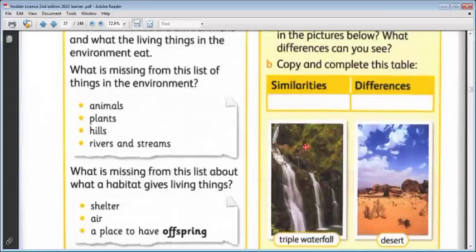In the waterfall environment, the sunshine can't reach the bottom because the plants are tall, heavy, and big, and they prevent sunlight from reaching the bottom of this environment. Here, it's all sunny, and the sun can reach every part of the desert.